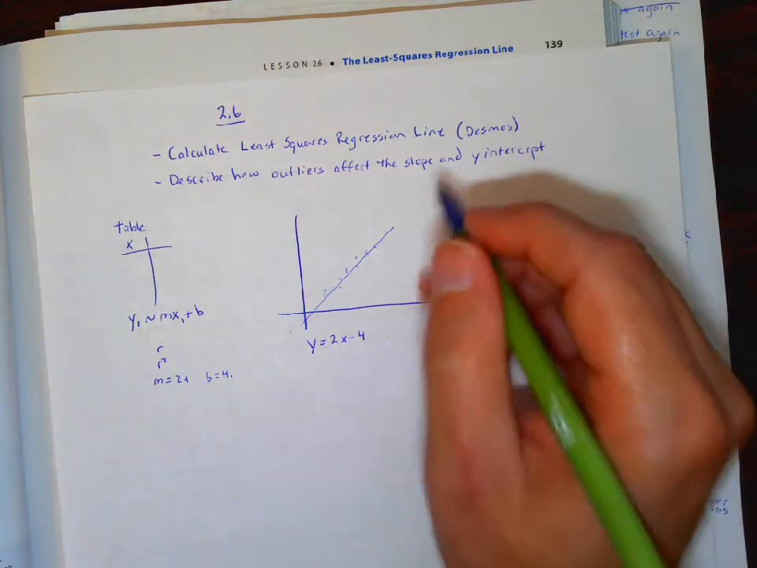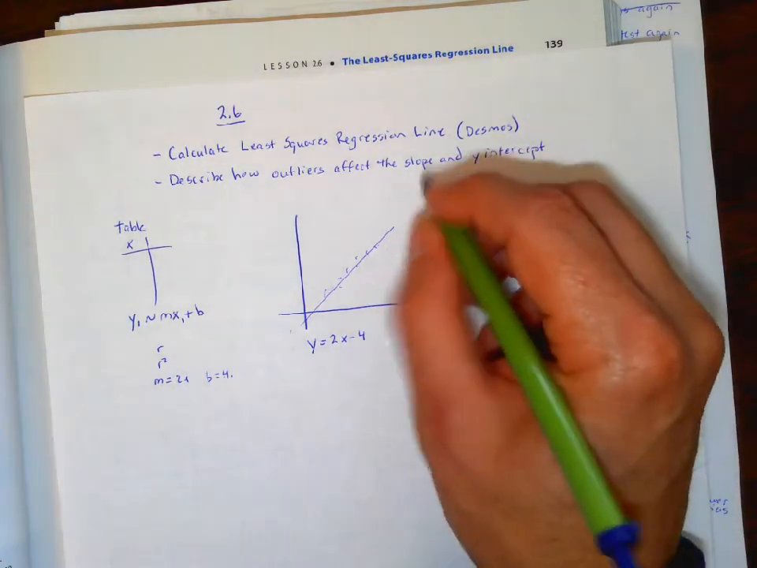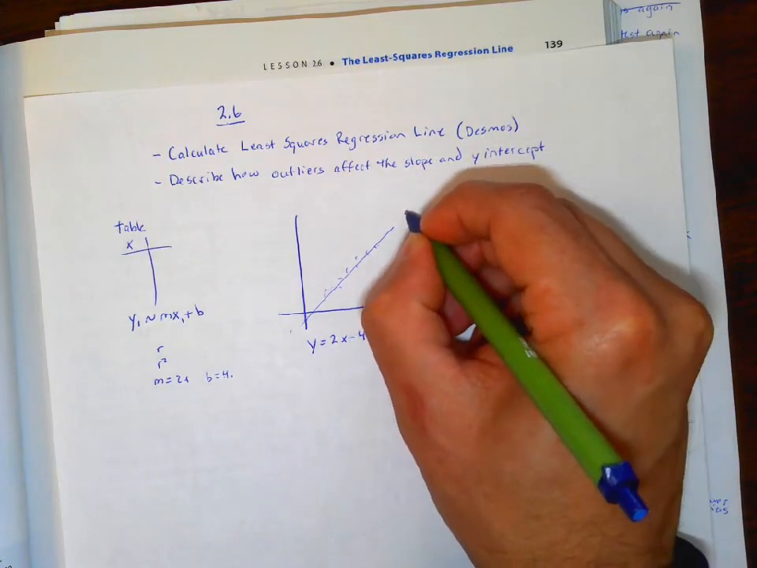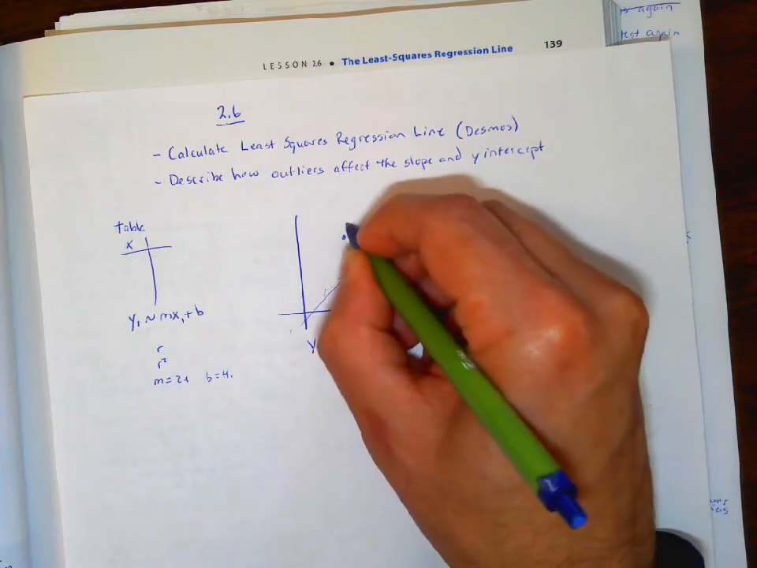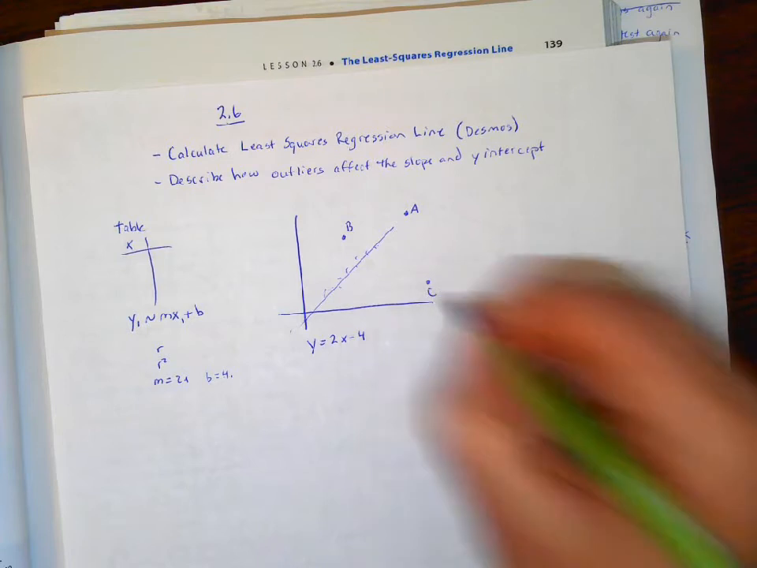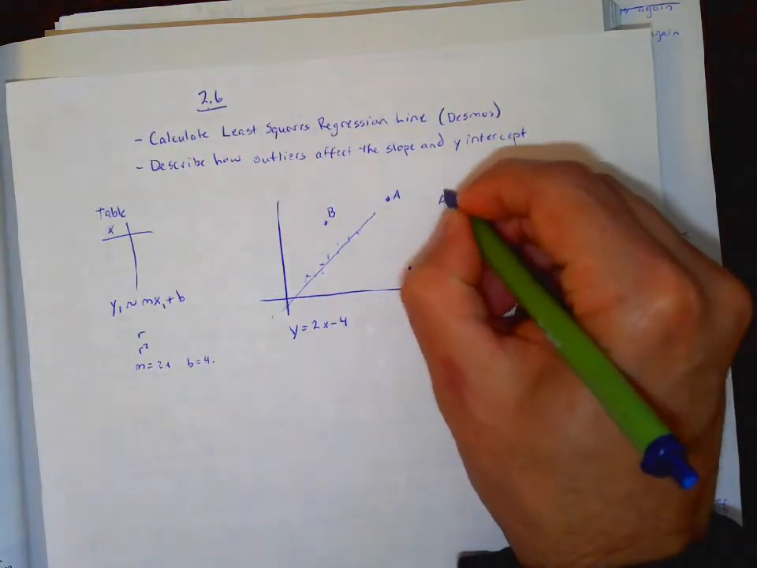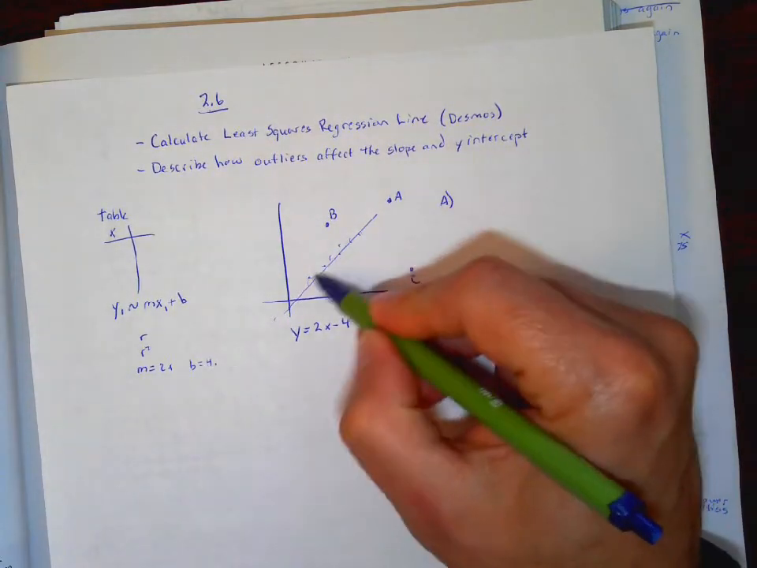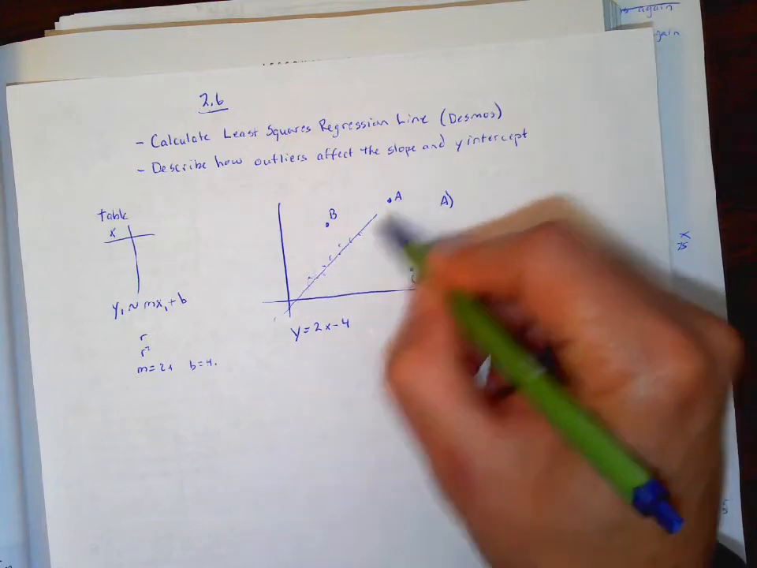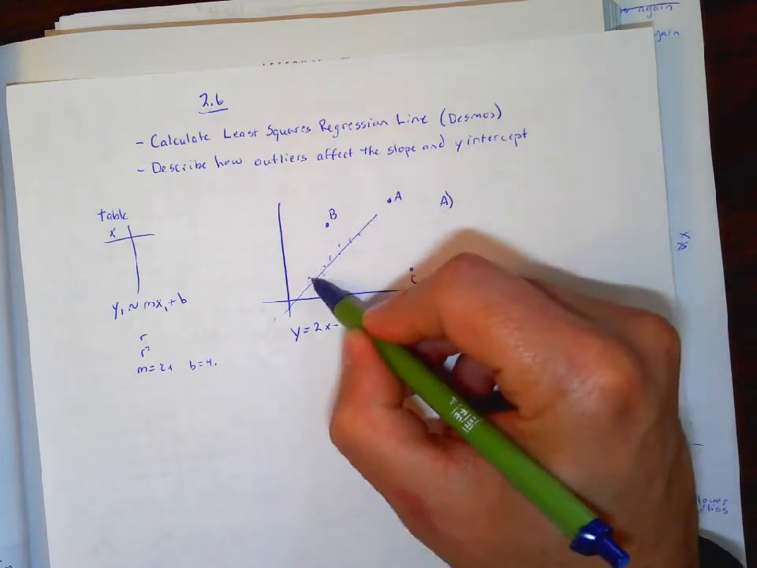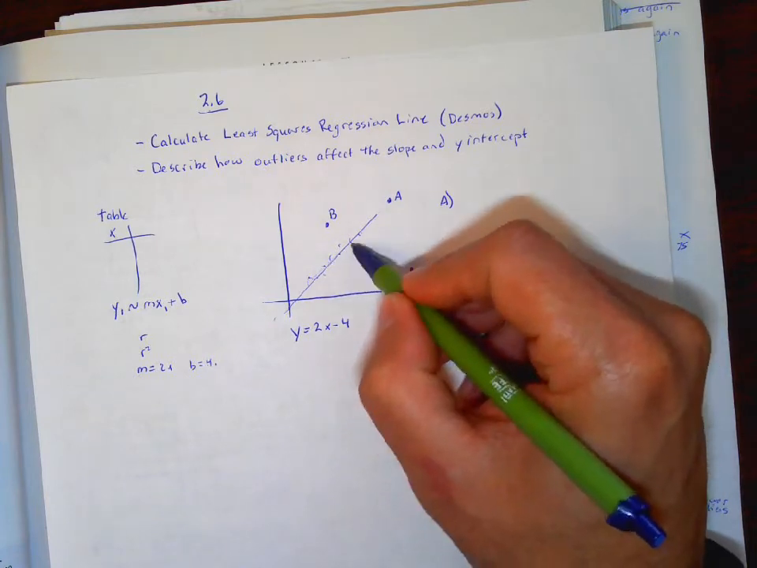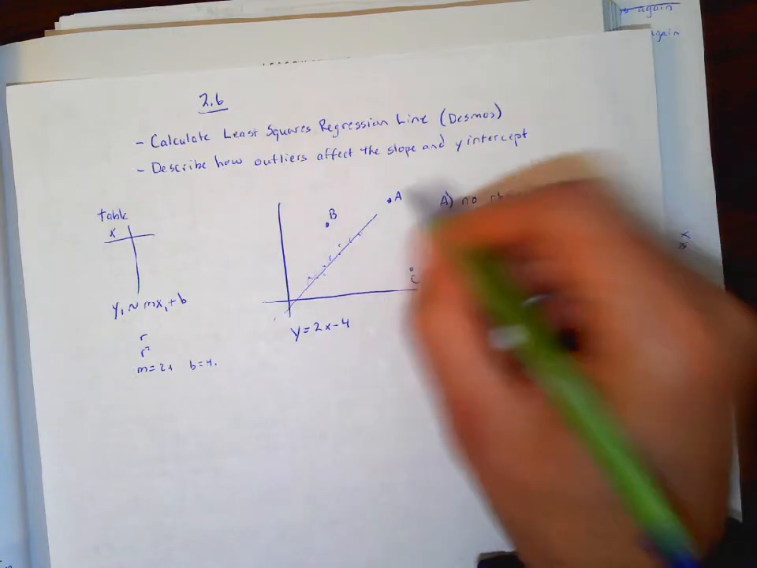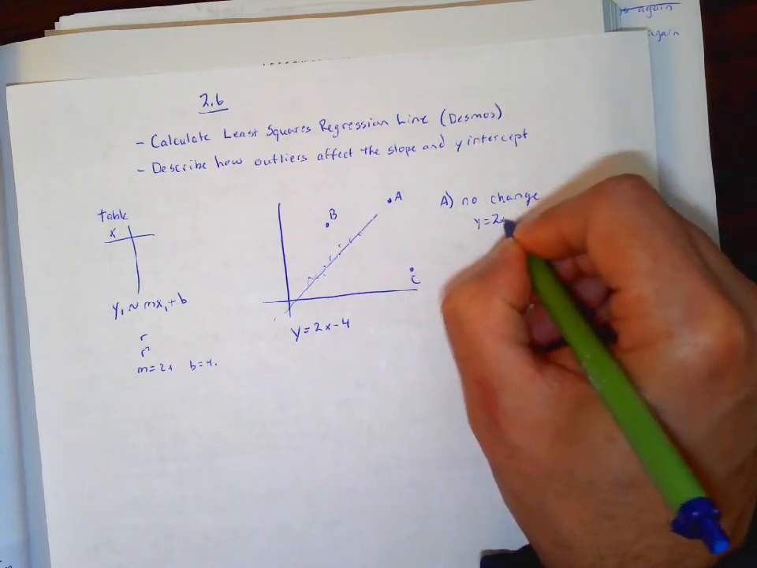Now, I'm going to add two different points to this, and you tell me what happens to the line. Actually, I'm going to add a couple. Point A, point B, point C. So point A, will point A do anything to that line? Nope. We talked the other day about how it strengthens the R value, but would this point have any impact on the slope of this line or the y-intercept of the line? Nope, so no change if the point is on that line. So it's still going to be y is equal to 2x minus 4.